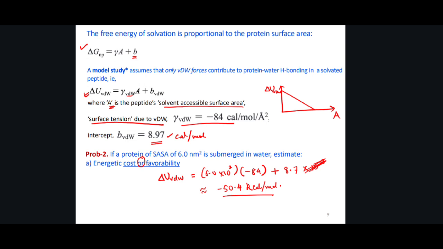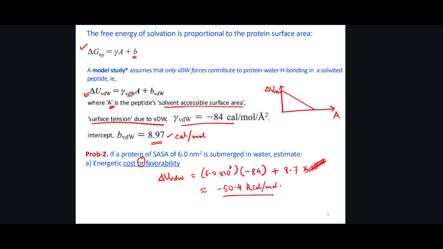Now let's say a model. By model, I mean a physical model, not a person model. A biophysical model assumes that only van der Waals forces contribute to protein-water hydrogen bonding.